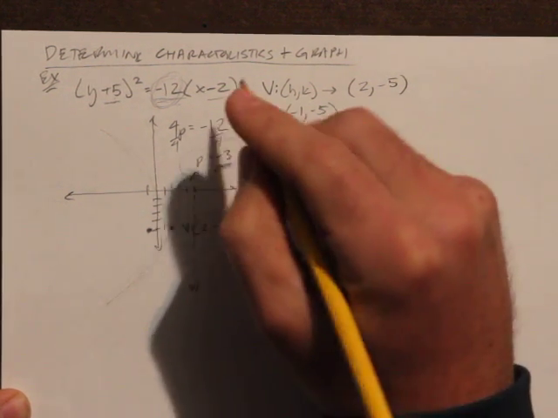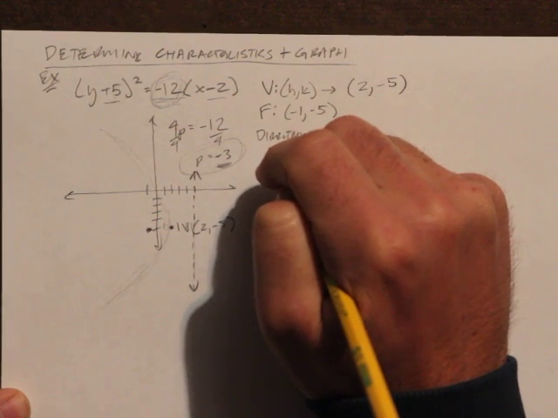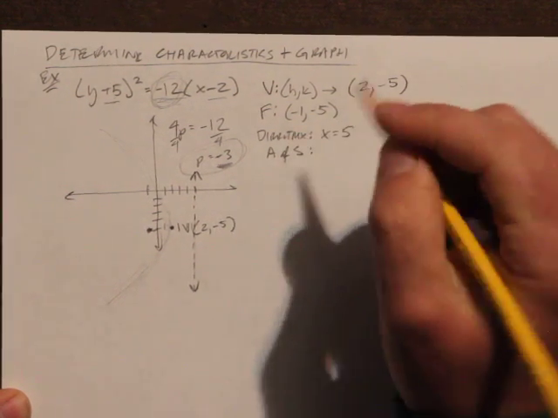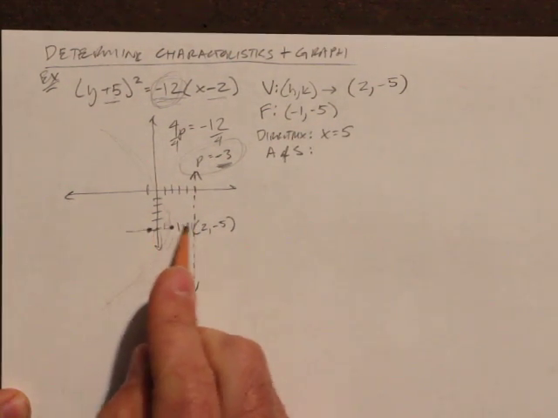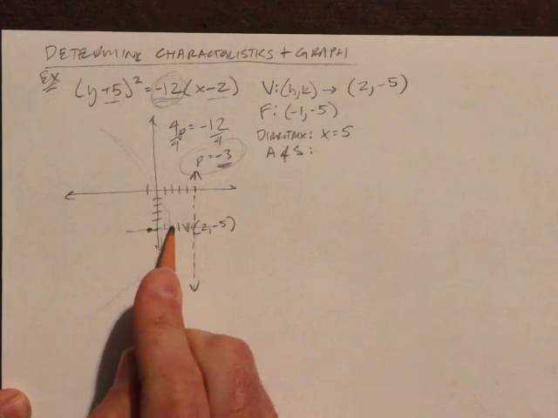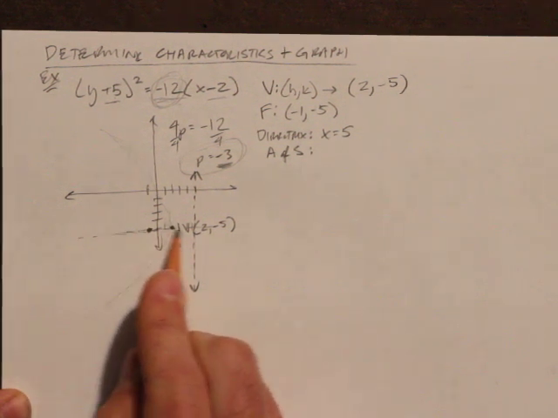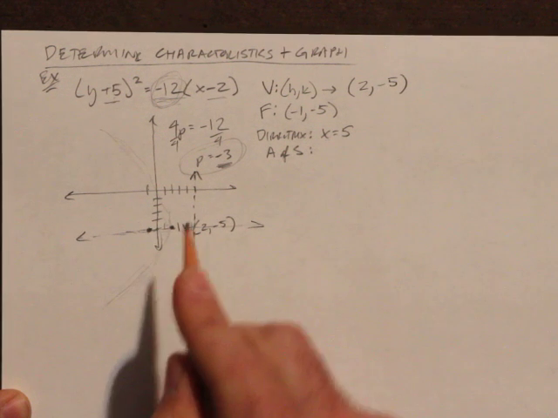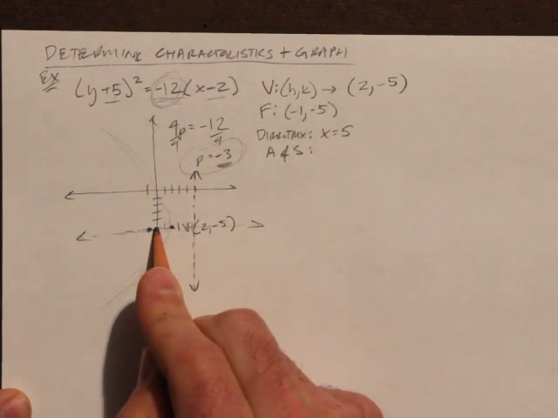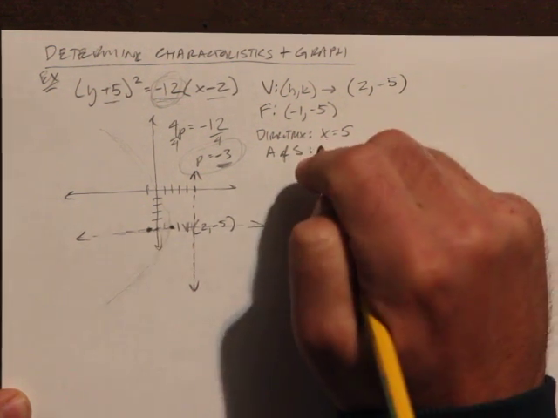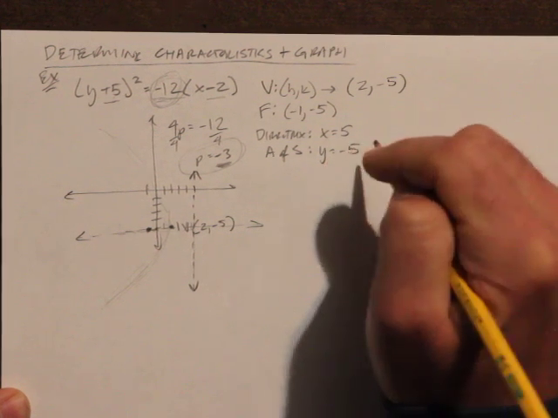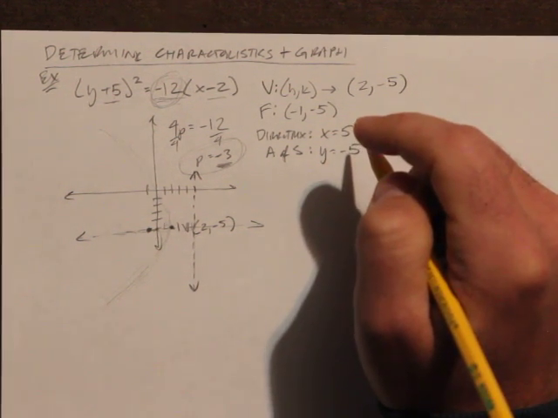And the last thing I want to know is my axis of symmetry. That goes through the focus and the vertex. And so that goes through the y-axis right here at -5. So y equals -5 is my axis of symmetry.